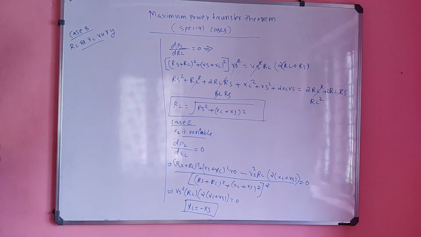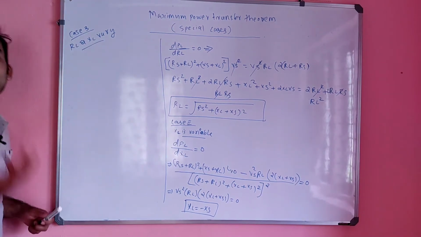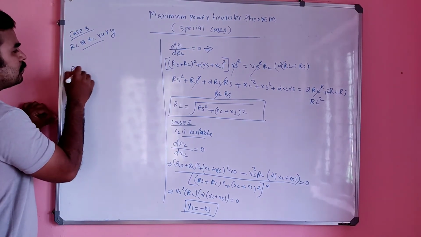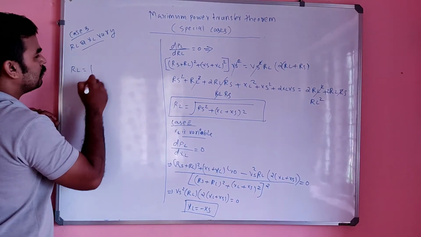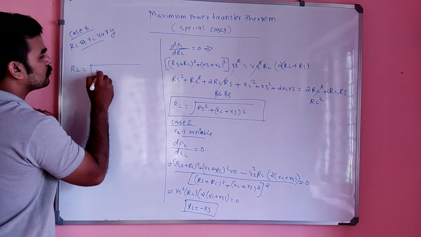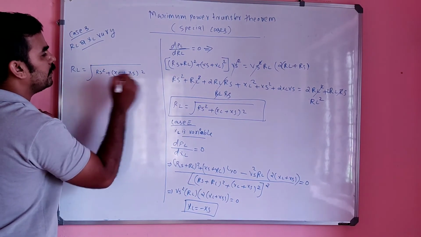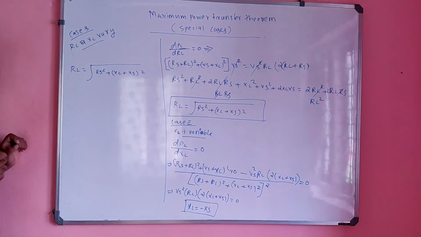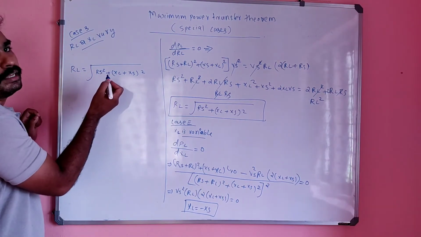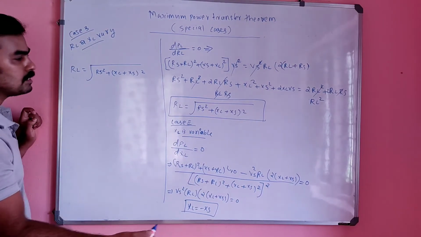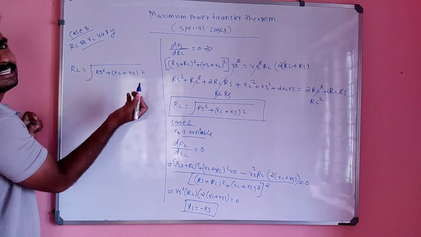If you vary both RL and XL, what happens? No, we have an equation for that. Suppose we vary RL only, then RL is nothing but the root of R square plus (XL plus XS) the whole square. If you vary XL only, XL will be minus XS. So substitute XL equal to minus XS here.